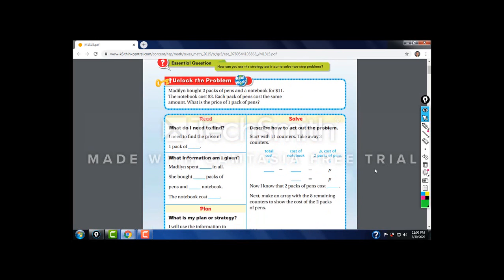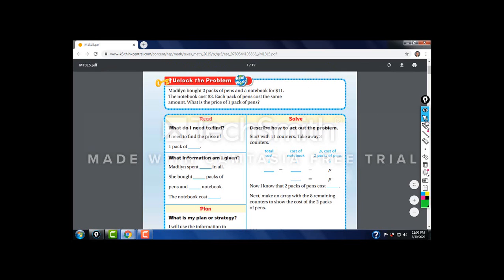So we're going to look at the question here. Madeline bought 2 packs of pens and a notebook for $11. The notebook cost $3. Each pack of pens costs the same amount. What is the price of 1 pack of pens? And again, if you look at it as a whole, it's like, what are they asking me? How am I going to solve this one? Well, it's very easy. So let's just look at what we have.